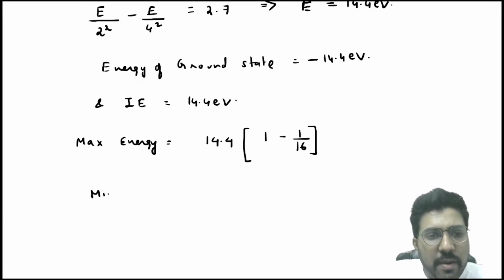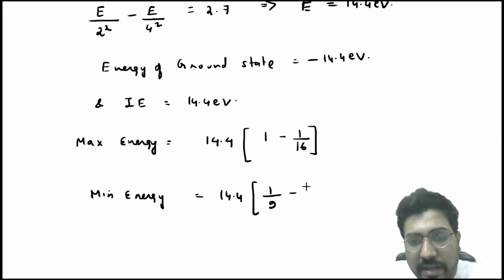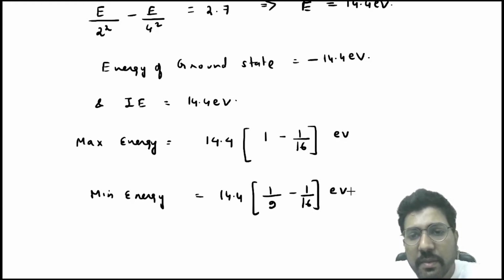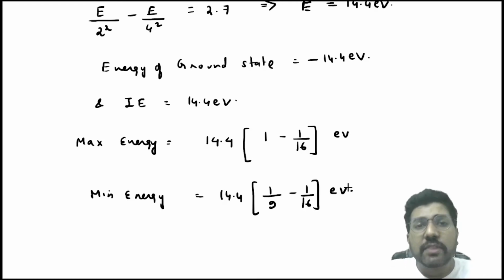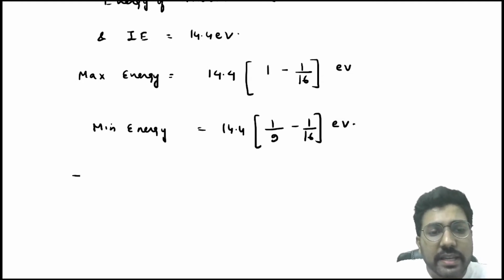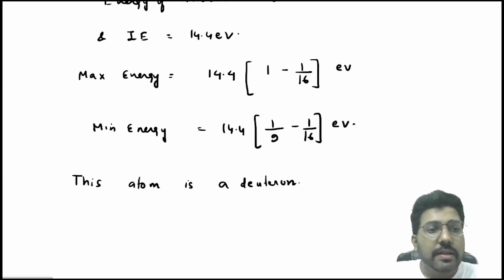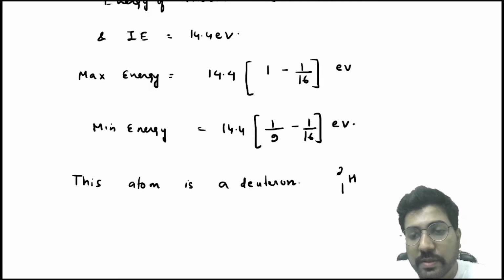And the minimum energy will be from 4 to 3, so the minimum energy will be 14.4 × (1/9 − 1/16). So this is the maximum energy and this is the minimum energy. In this case, the remembered formulas will not be of much use. And actually, I'll tell you, this atom is a deuteron. So this is actually like 1H2.